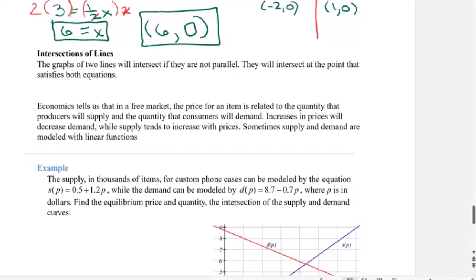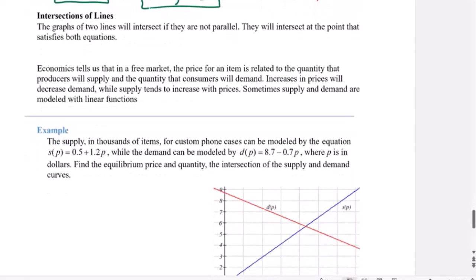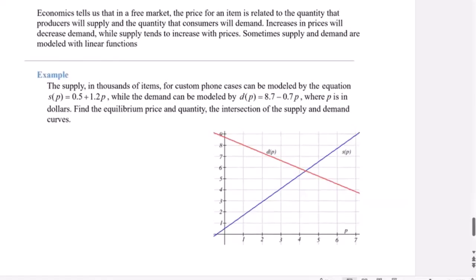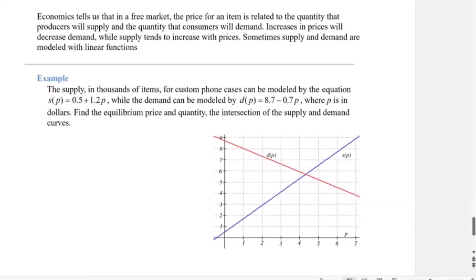So economists tell us that in a free market, the price for an item is related to the quantity that the producers will supply and the quantity that the consumers will demand. Increases in price will decrease demand, while supply tends to increase with prices. So let's just talk about what that means for a second. The lower the price, the more people will buy that thing.